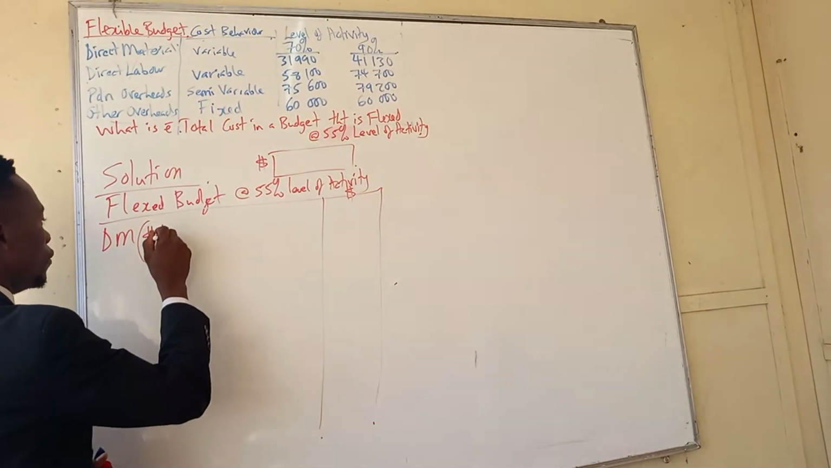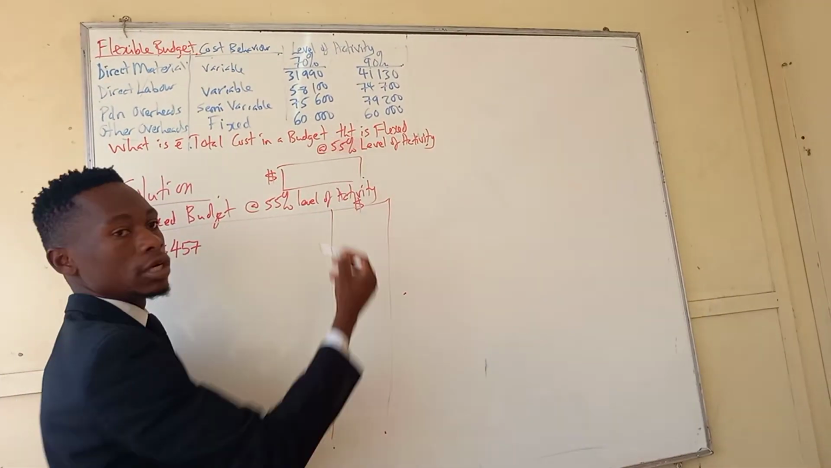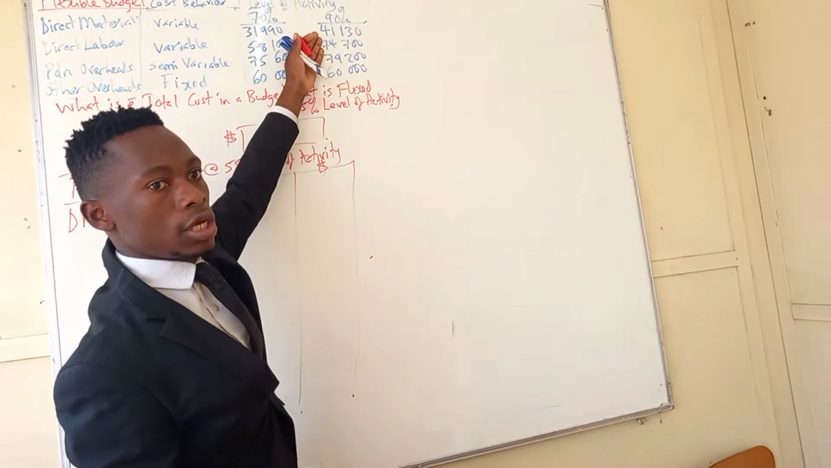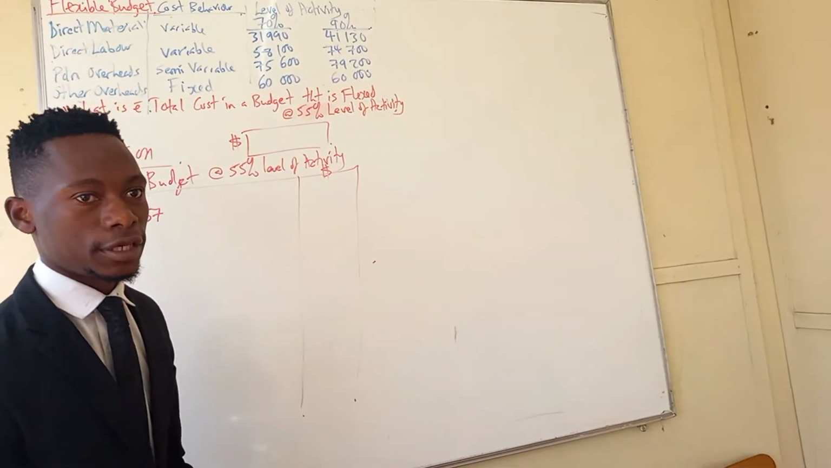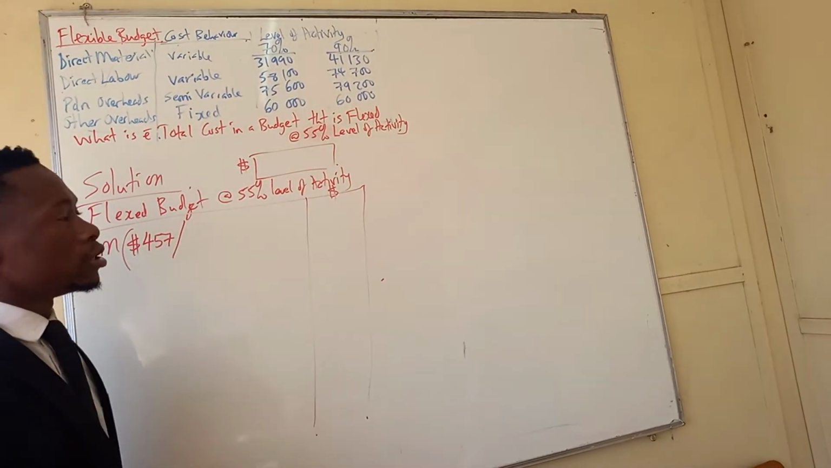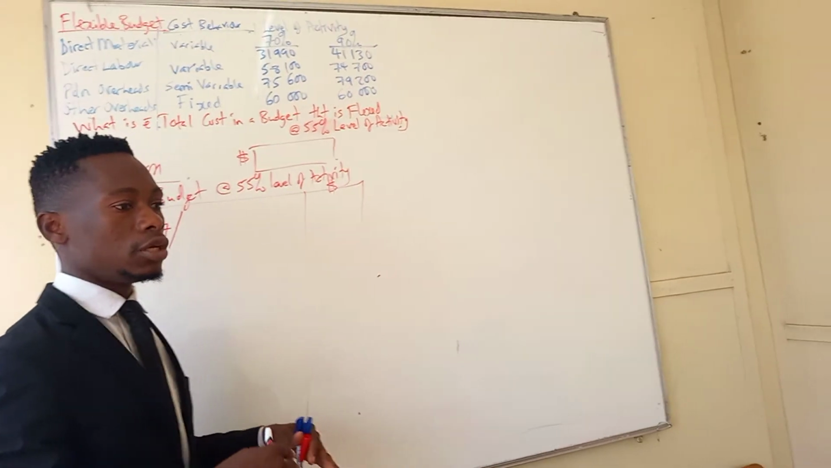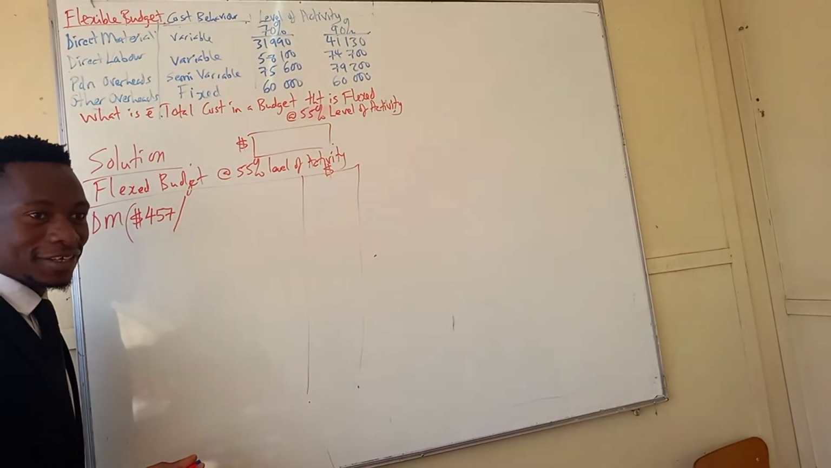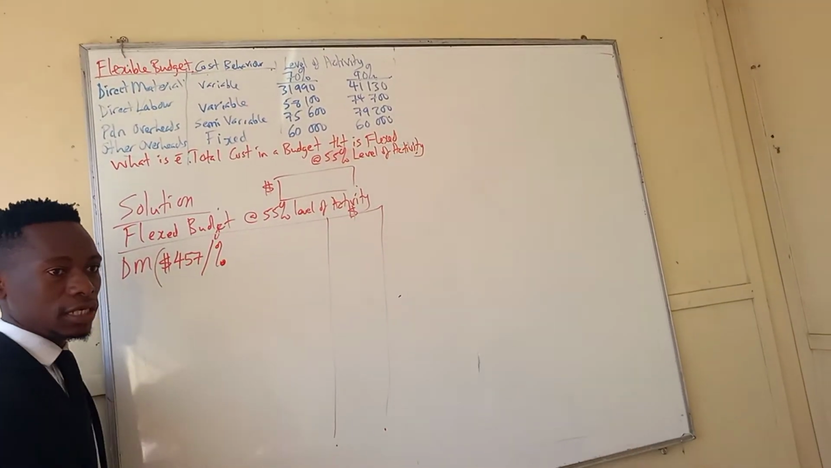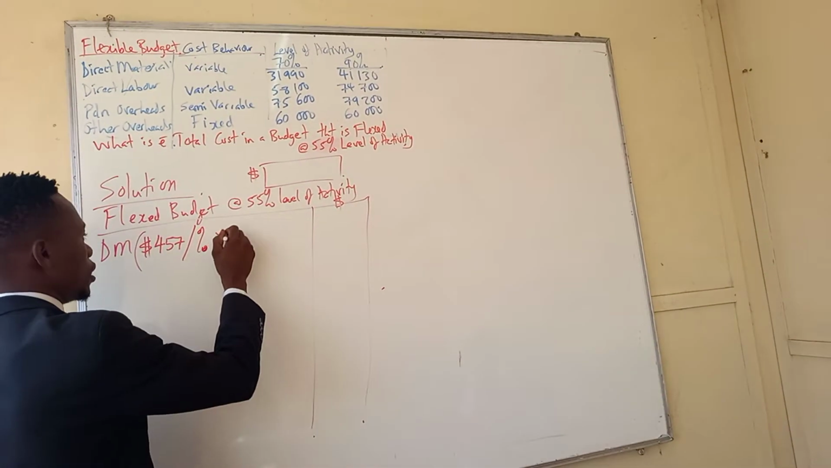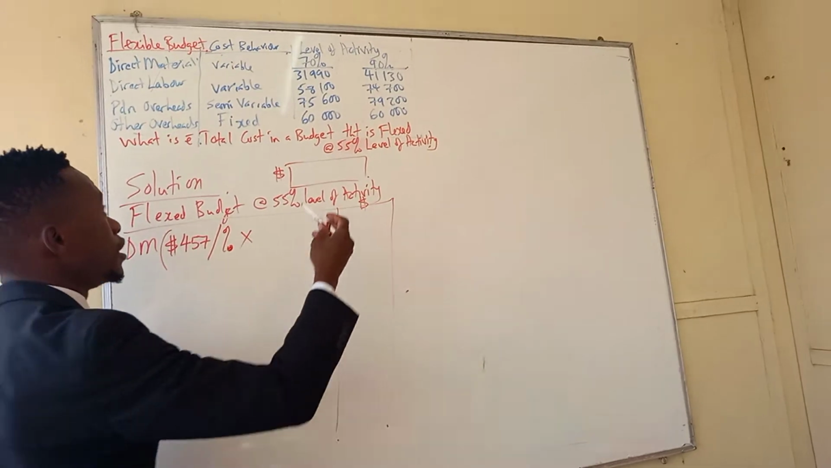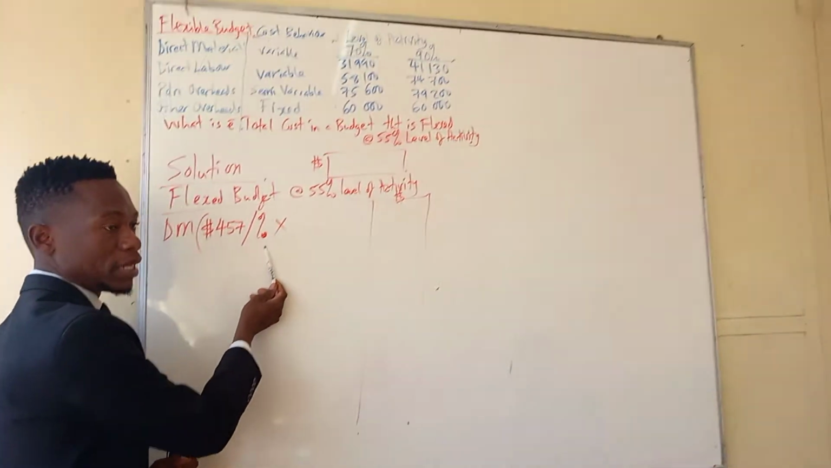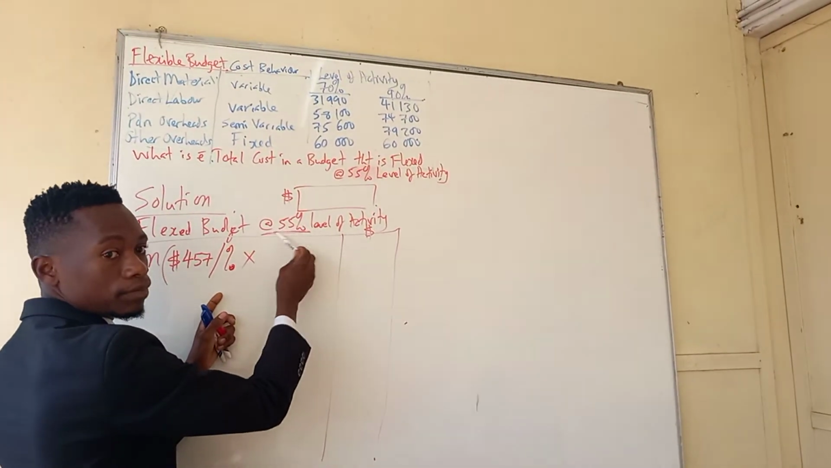So this is 457. You divide by the level of activity. If you want to use 70%, use this cost. If you want to use 90, use this cost. You still get the same answer, 457. So 457 per what? Most questions will be in units, so usually we say per unit. But according to this question, it is per percent, or we say per unit, as long as you understand the concept. Then you multiply. This cost was for 70%, so you divide and get the cost per percent. What are we doing? We want to calculate the cost at 55%, so we multiply by what?